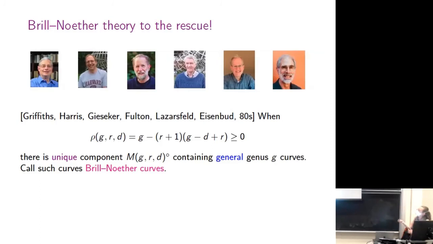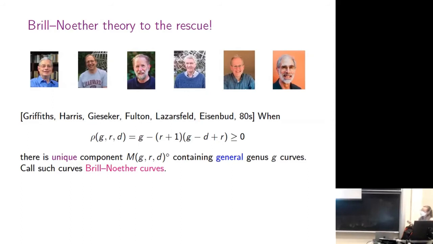And conversely, if this numerical quantity is less than 0, there is no such component. So any of those curves have to be constrained and special in their moduli. So the natural class of curves to study are these general curves, which are subject to this inequality, and they have one nice irreducible component in moduli. And we call these curves Brill-Noether curves because this is called the Brill-Noether theorem.